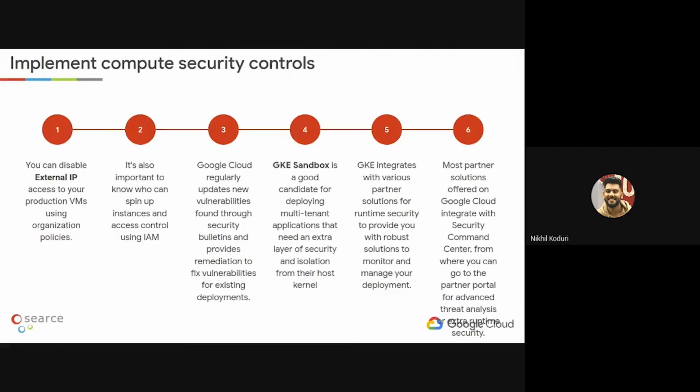In case you're using Kubernetes service, right, you can incorporate GKE Sandbox, wherein you can have multi-tenant deployments and different teams working on the same Kubernetes cluster, yet have isolation from the host kernel. In conventional setups, you can have your development as well as your staging running in the same cluster, and still it would not affect the application deployment that you have for the staging cluster. And GKE also integrates with various partner solutions that help you carry out runtime security for the applications that are deployed. So you have a robust monitoring solution and a robust way to manage your deployments.